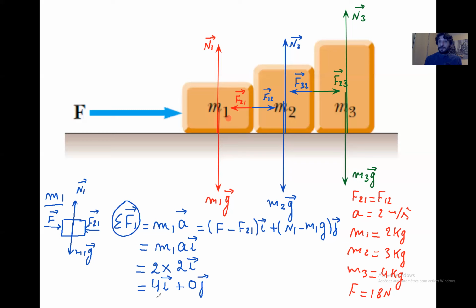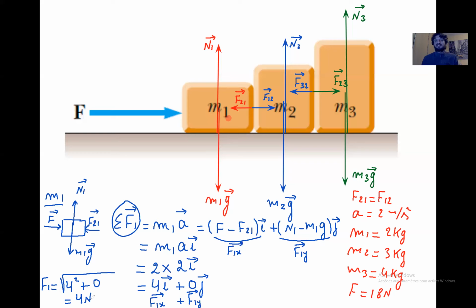It means this one is F1x plus F1y, this one is F1x and F1y. Okay, now this is the value of F1. We can write its magnitude. The magnitude of F1 equals the square root of 4 squared plus 0, equal to 4. This is the total F applied on M1.